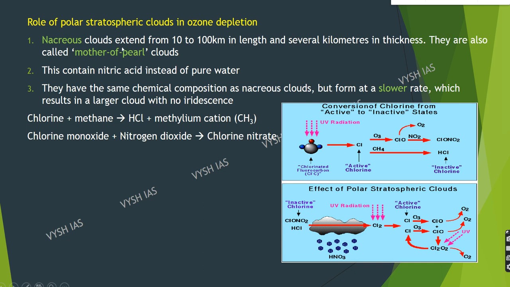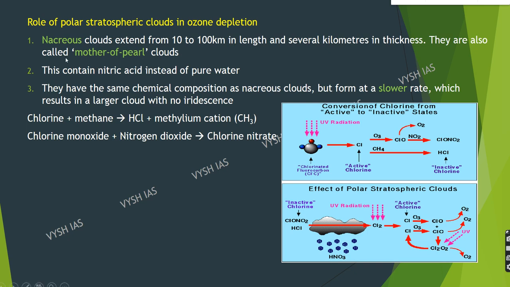Role of polar stratospheric clouds in ozone depletion. There are three types of stratospheric clouds. They are nacreous clouds, which extend from 10 to 100 km in length and several kilometers in thickness. They are also called mother of pearl clouds as they glow with a seashell-like iridescence. Iridescence means they change color as the angle of view or illumination changes.